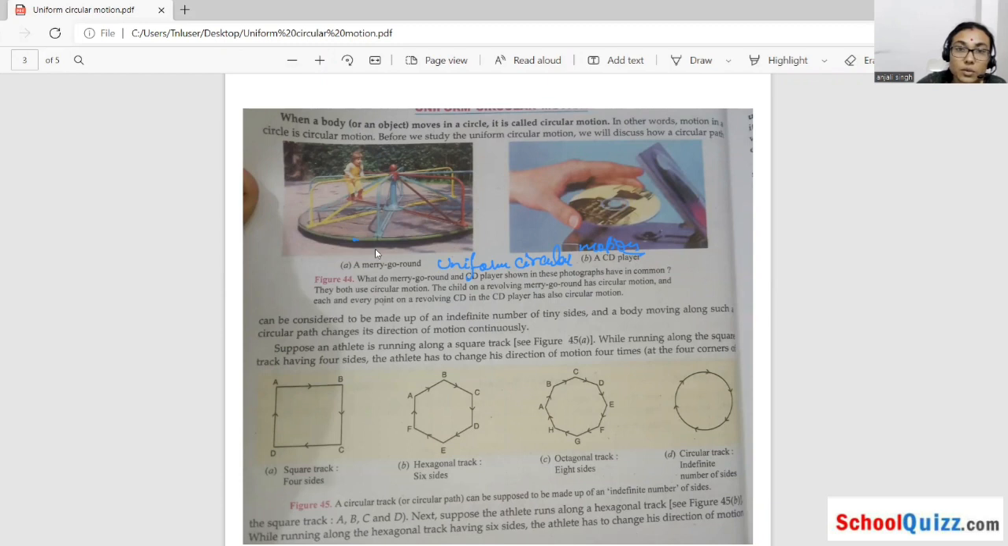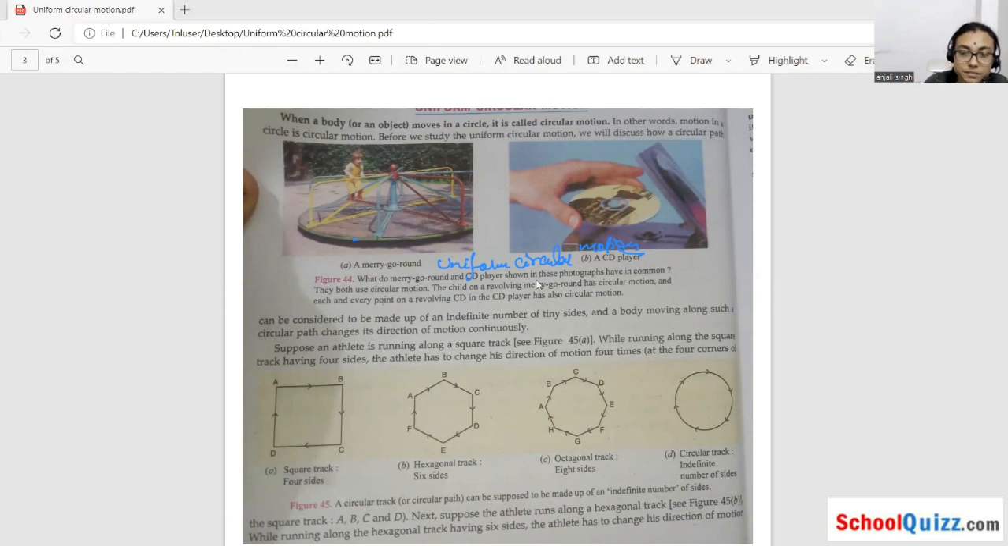This is the merry-go-round. And this is the CD player. Nowadays you hardly observe this, but in our times it is very famous, and it is moving uniformly. Okay, it is moving uniformly. Clear?